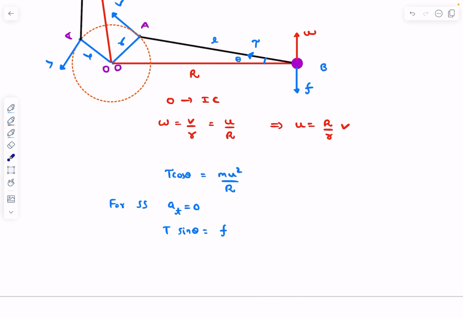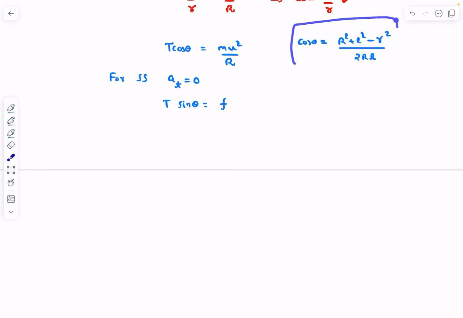Okay, so now the thing is we need cos theta. So cos theta is pretty easy to figure out from this triangle by using cosine law, right? So cos of theta is going to be, the two adjacent sides are r and l. So this will become r squared plus l squared minus the opposite side squared divided by 2rl. Okay, so now once we know theta, what we can do is just divide these two equations.